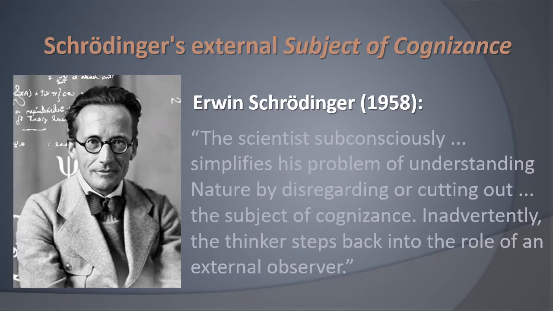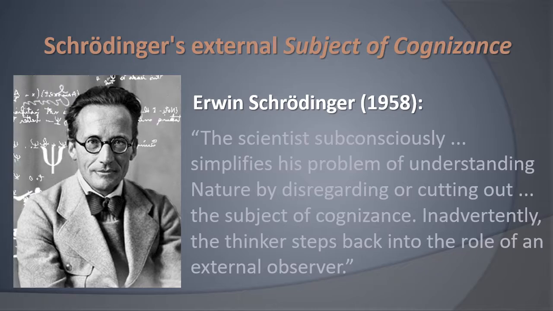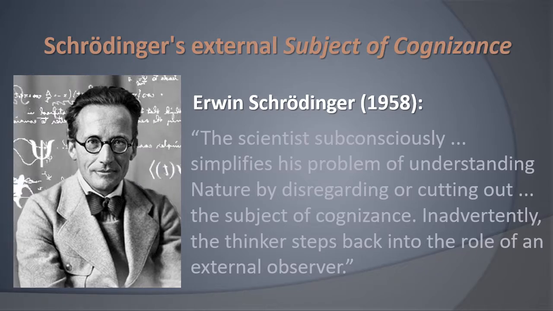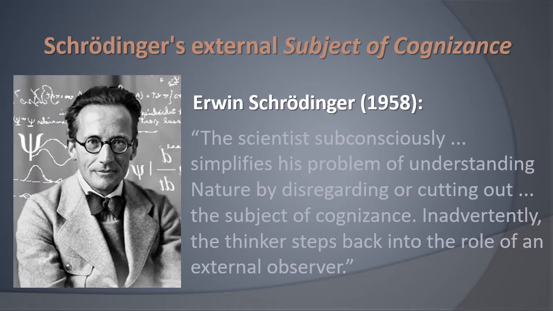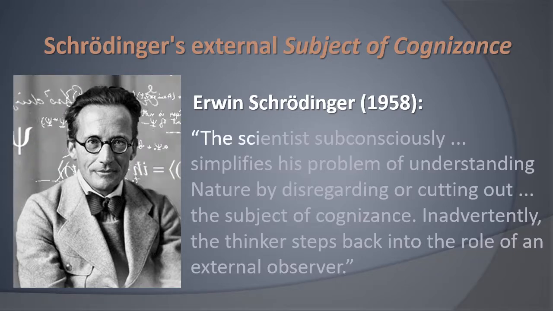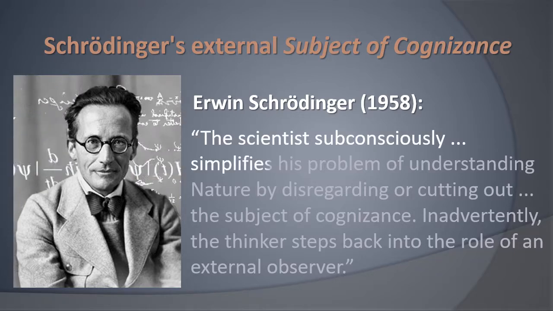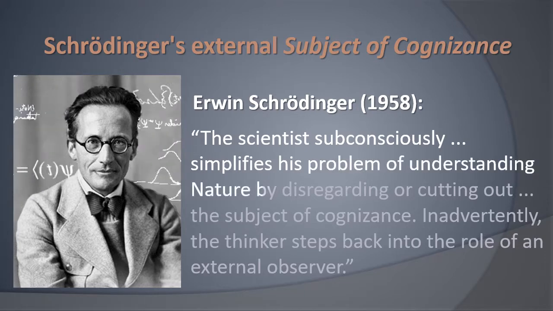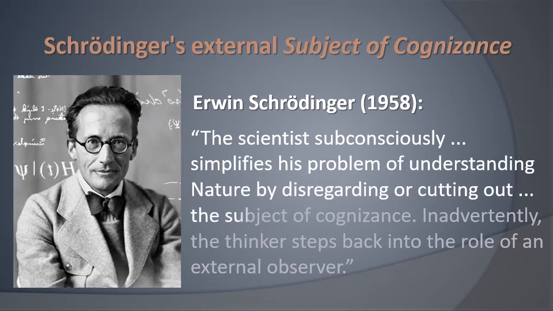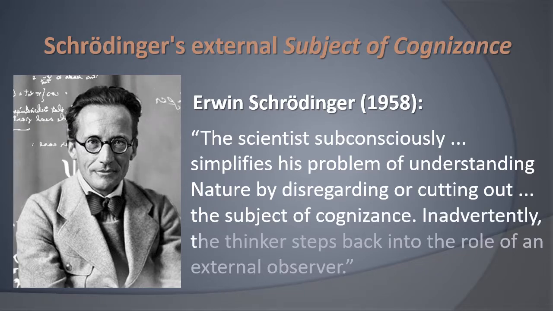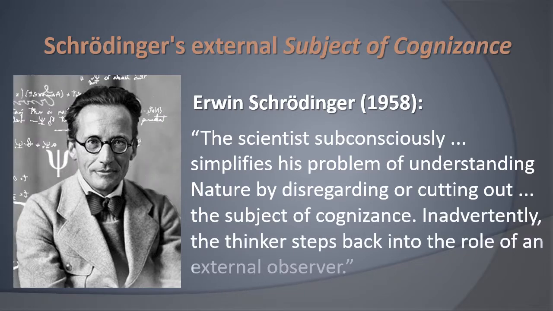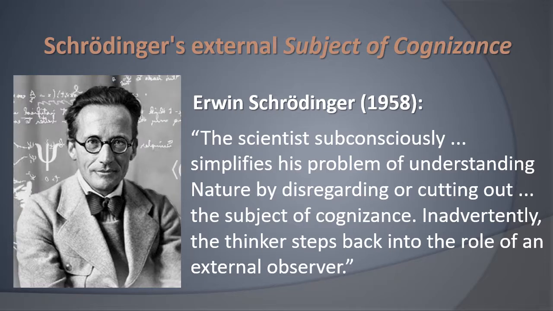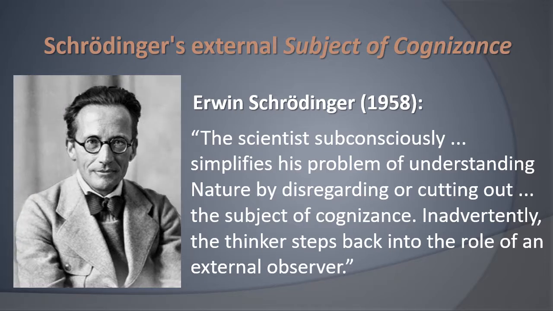in physics. Namely, according to Erwin Schrödinger, physics as we know it suffers from an inconvenient weak spot. He says that the scientist subconsciously simplifies his problem of understanding nature by disregarding or cutting out the subject of cognizance. Inadvertently, the thinker steps back into the role of an external observer. So, although physics aims to give us a factual map of the world, it cannot help but leave out a crucial element of nature, ourselves and our subjectivity.